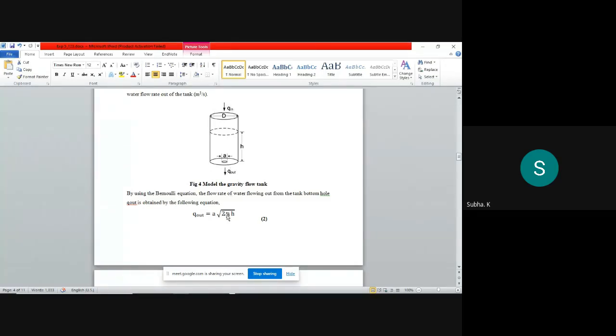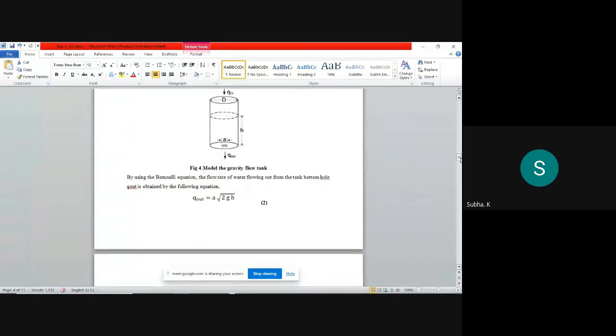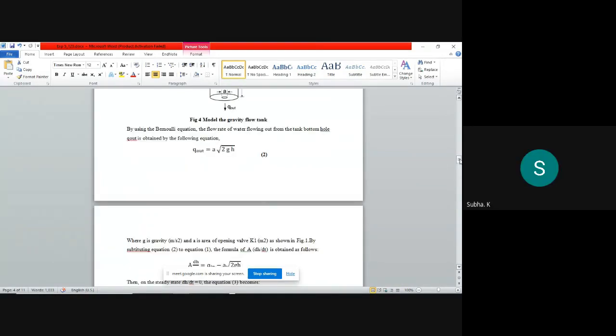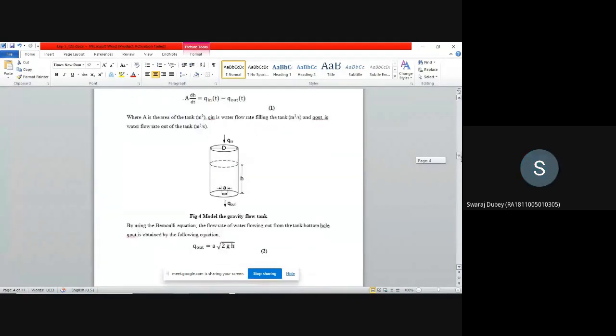And what is G? You must have learnt in your physics class that G is acceleration due to gravity. What is the value for that? 9.81. So what is small a? Small a and capital A are both areas. Capital A is the entire tank area. Small a is the small opening area of the outlet, the pipe outlet through which the output water flows.